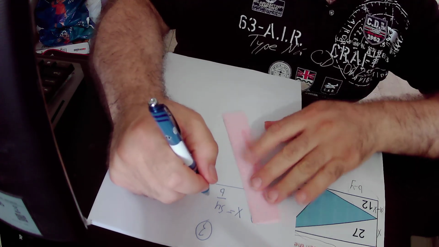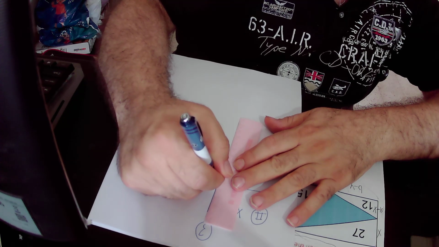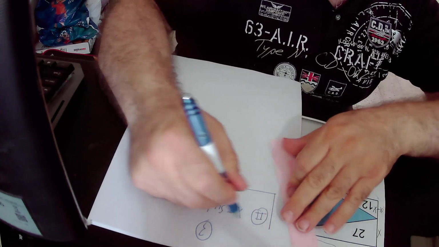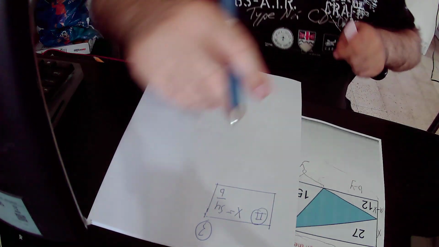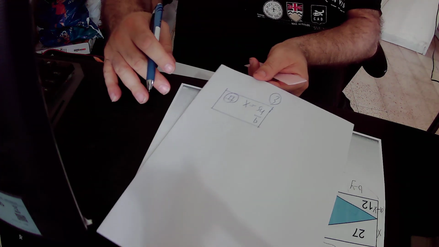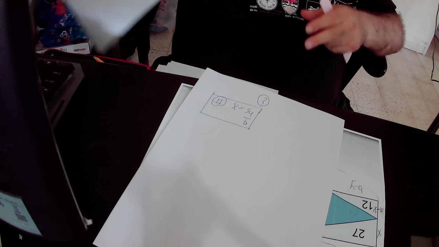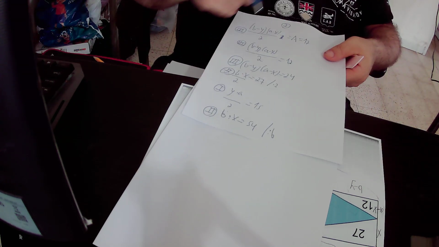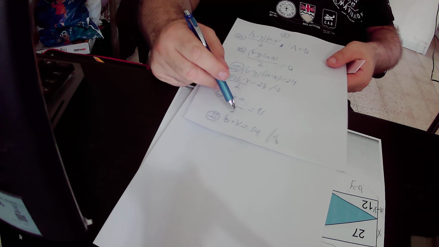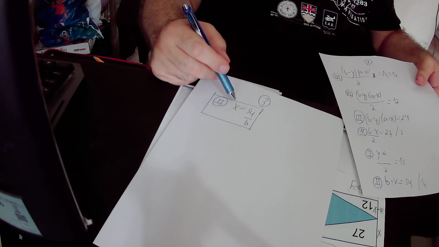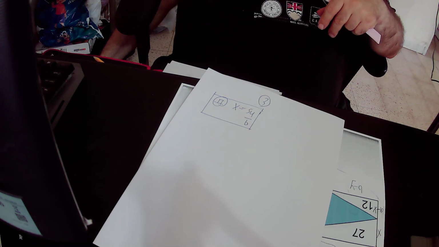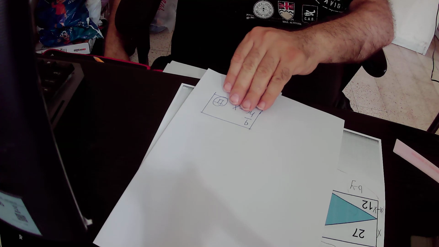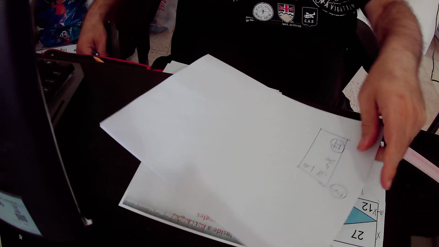So actually we took x out of the second equation, and we divided both sides of the equation by b. So we got that x equals 54 over b. We will do the same thing with y. We will take y out of the first equation.